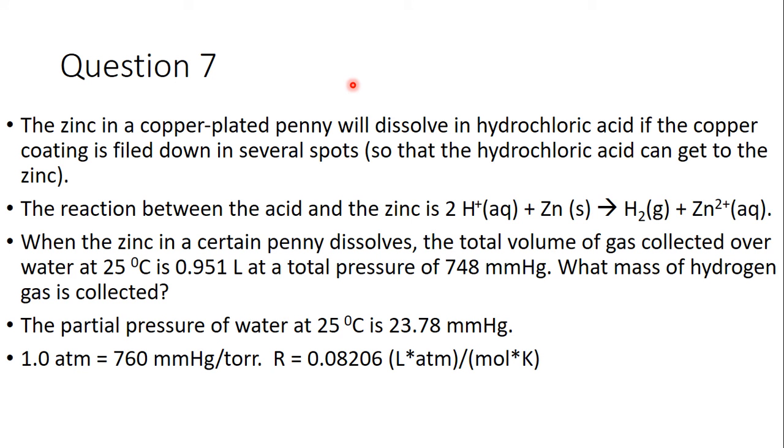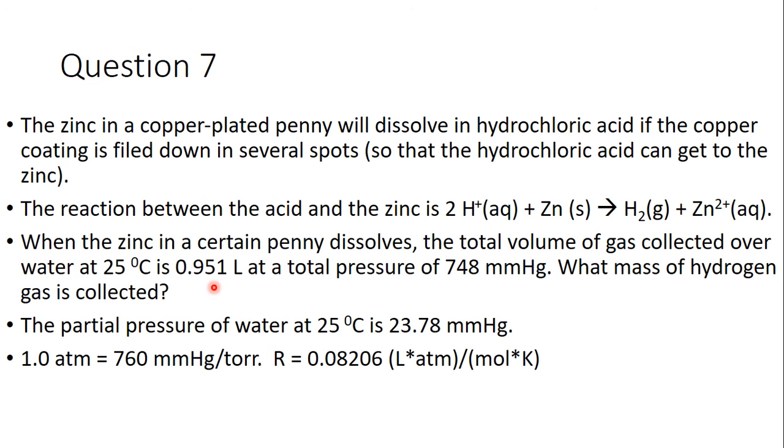Question 7. We're taking a penny, dissolving it in hydrochloric acid, and we get a reaction that is 2 H plus zinc makes H2 gas and aqueous zinc. Now when we dissolve this penny, we collect gas over the reaction, and we're at 25 C, and the volume is 0.951 liters, and the pressure is 748 millimeters of mercury. How much hydrogen did we collect?